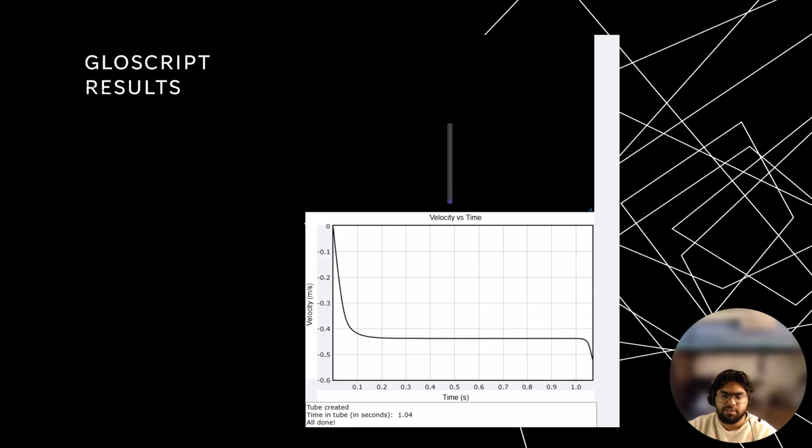And so this was our graph. I know it's kind of hard to see, but there's a little bit of blue down there, and as it went down the tube, you could see the blue and red as it was going down.